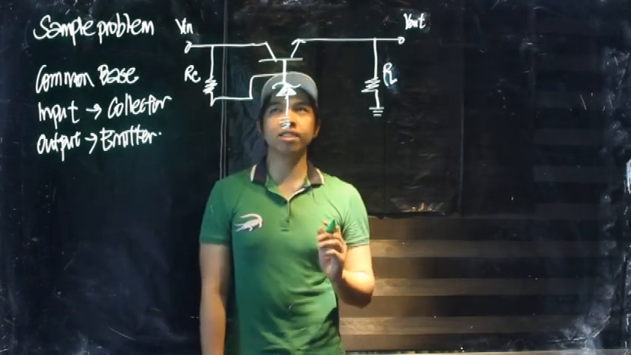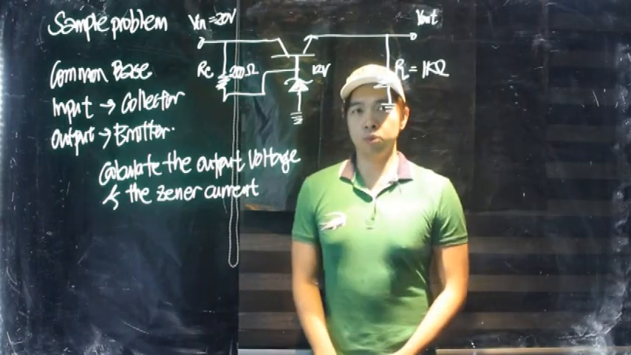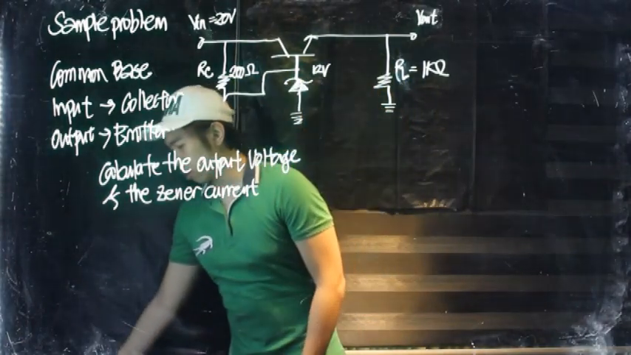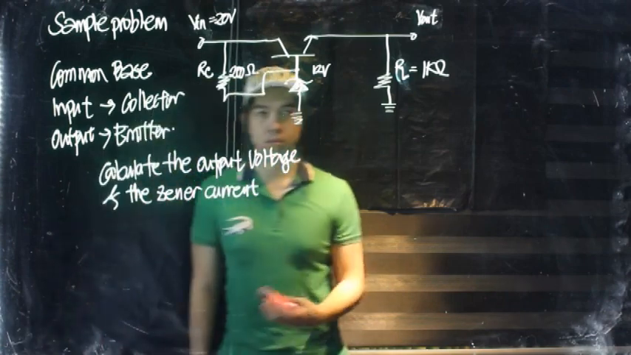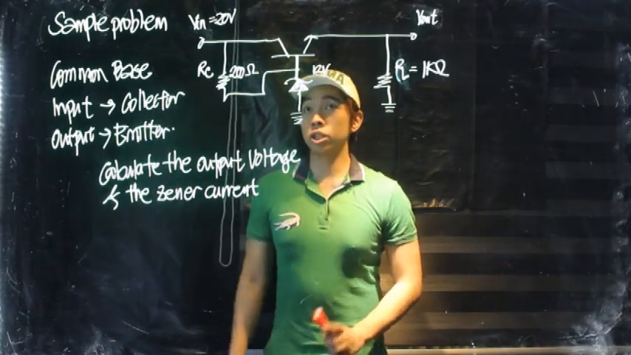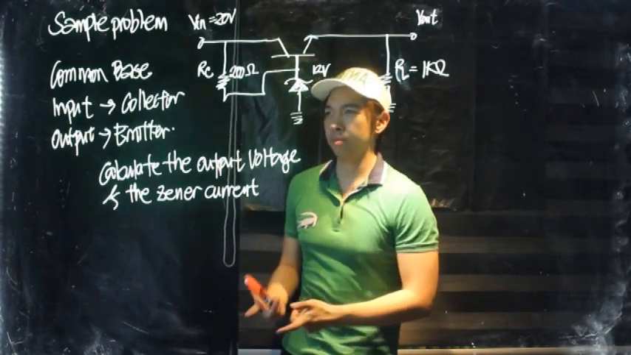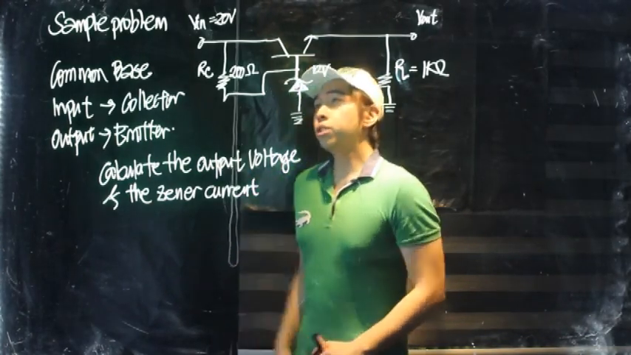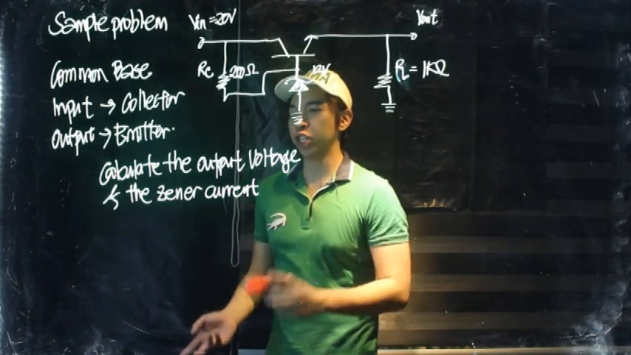Then let's inject some parameters. Sorry for that cut, I ran out of film. As you can see, I've now injected all the values. For this particular circuit, we're asked to calculate the output voltage and the Zener current.